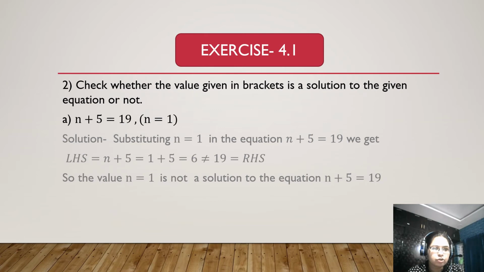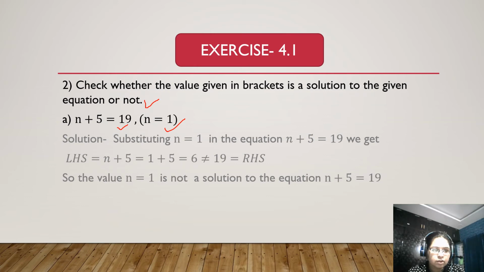Now we solve question number 2. Question number 2 is: check whether the value given in brackets is a solution to the given equation or not. First bit is n plus 5 equal to 19, and the value of n is 1, n equal to 1. We have to substitute the value of n, that is 1, in the equation n plus 5 equal to 19.